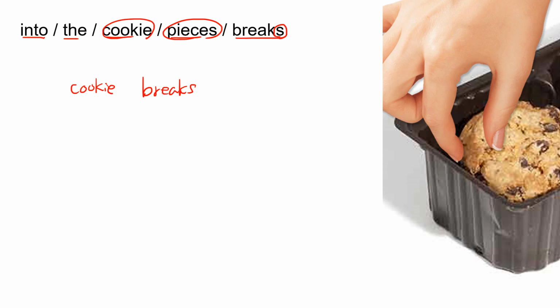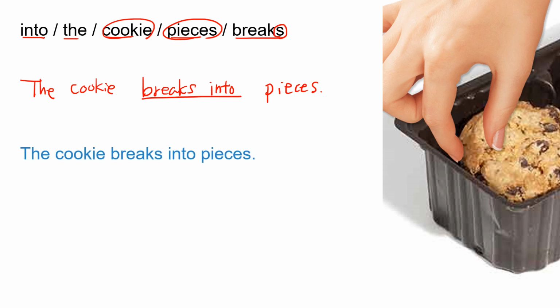And then cookie is defined by the definite article. The cookie breaks. And break into, we have a phrasal verb, break into pieces, P-I-E-C-E-S. The cookie breaks into pieces. The cookie breaks into pieces, breaks into.